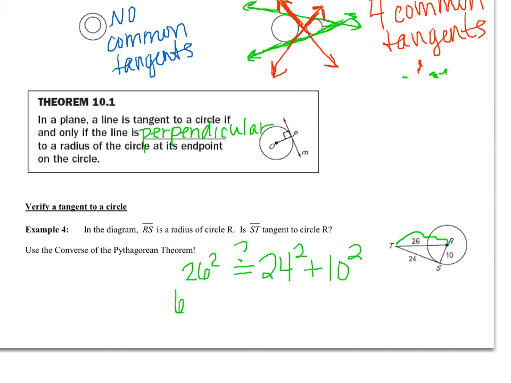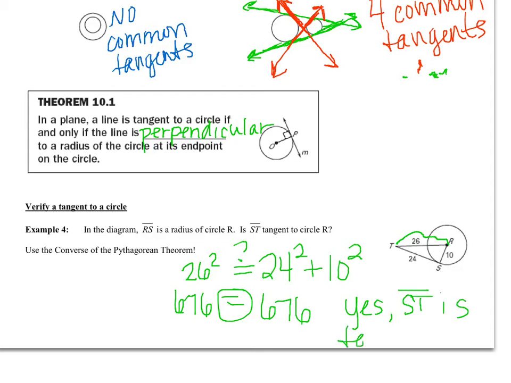So 26 squared is 676. And then 24 squared plus 10 squared is also 676. Because the two sides are equal, if you think back to a couple chapters ago, we know it's a right triangle, and therefore we know that segment TS is perpendicular to segment RS. So we can say, yes, segment ST is tangent. Okay, let's look at the next page here.